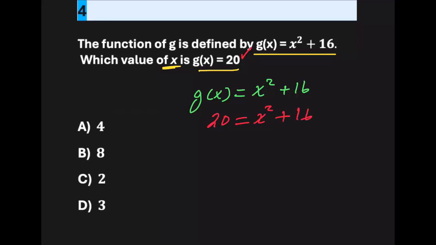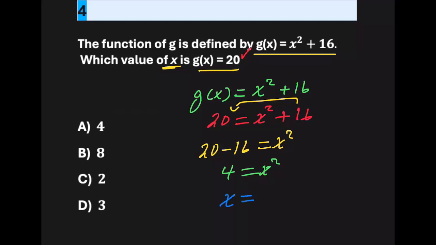And so we're going to take the 16 over to the left, and we have 20 minus 16 is equal x squared. And that gives us 4 is equal x squared. And x is equal plus or minus square root of 4, and the value of x is x equal plus or minus 2. And since the multiple choices are all positive values, the answer is right here. Let's move on to question 5.